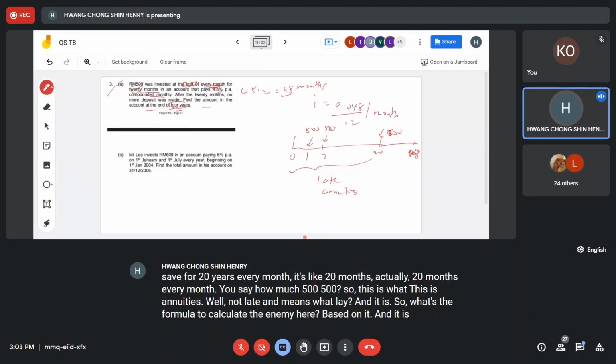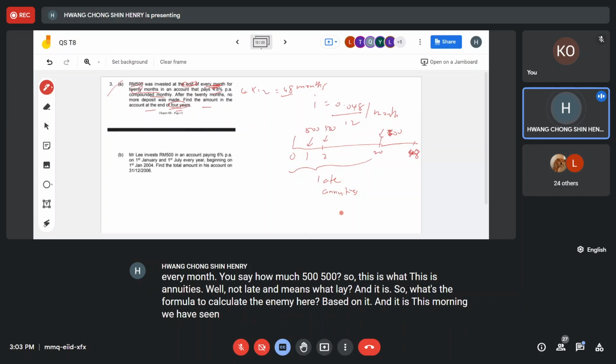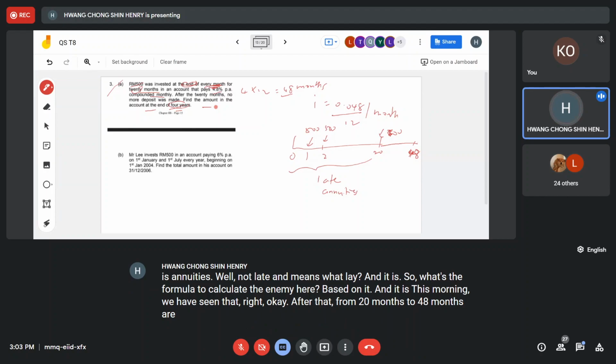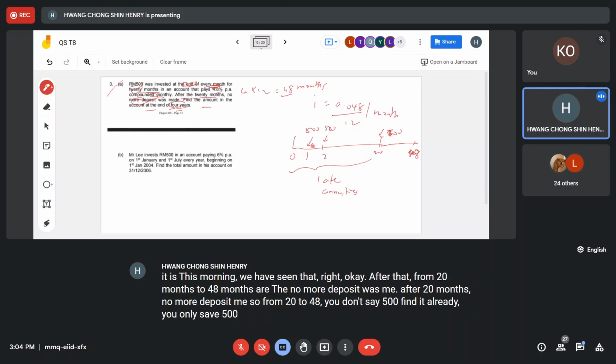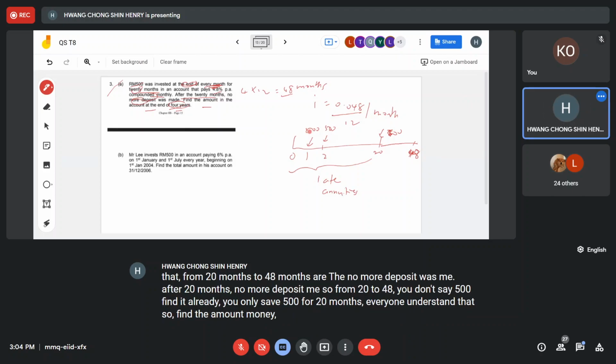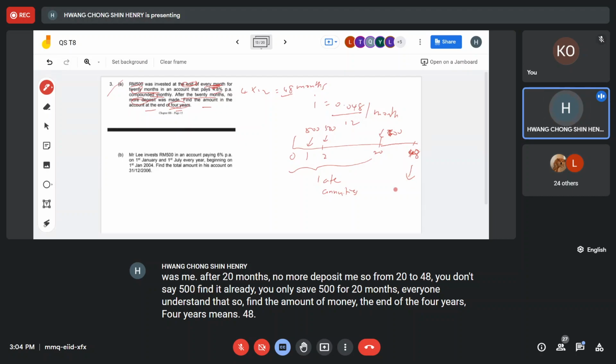This morning you have seen that, right? After that, from 20 months to 48 months, no more deposit was made. After 20 months, no more deposit made. So from 20 to 48, you don't save 500 already. You only save 500 for 20 months. Everyone understand now? So find the amount of money at the end of the 4 years. 4 years means 48 months now. So what is your maturity value?